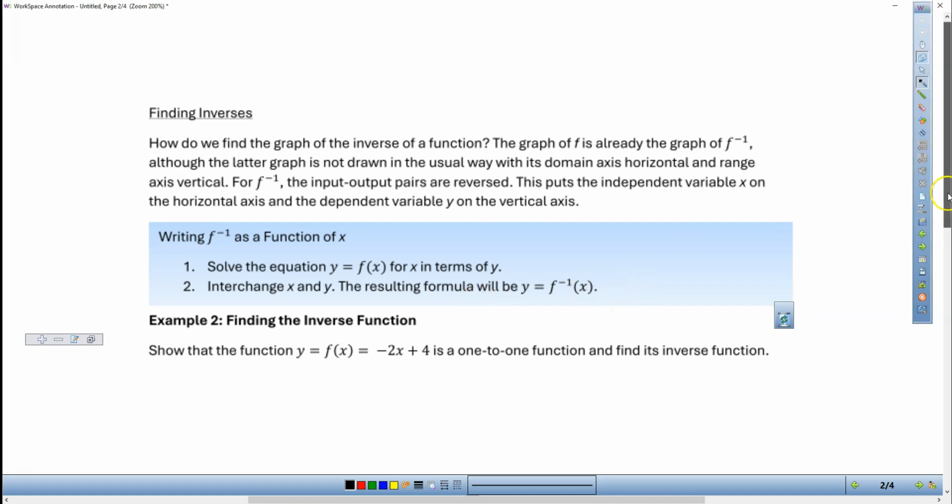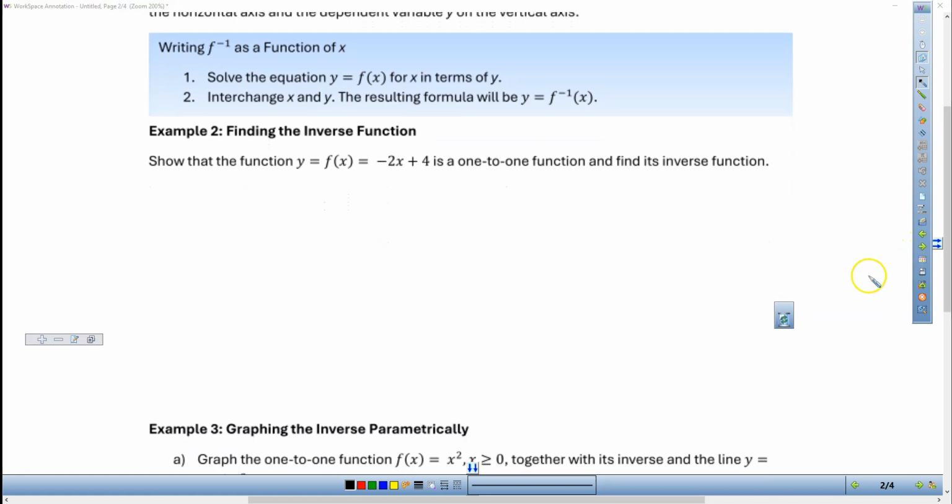So with that in mind, let's go ahead and try to find ourselves an inverse function. We have the function y equals f of x, which is equal to negative 2x plus 4. We know that this is already a one-to-one function, which is important to note because it has to be one-to-one, and we want to find its inverse function. To show that it's one-to-one, we want to make sure that every horizontal line that intersects the graph of f does so exactly once.